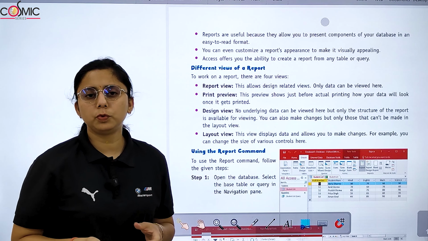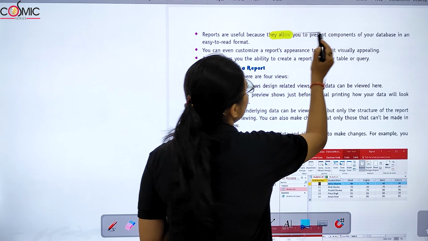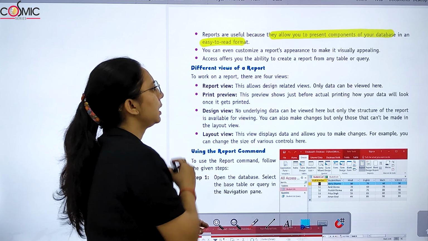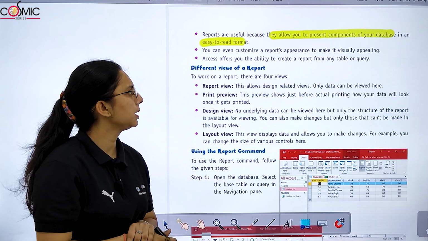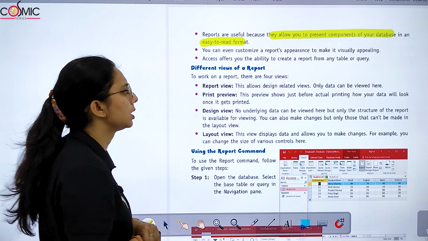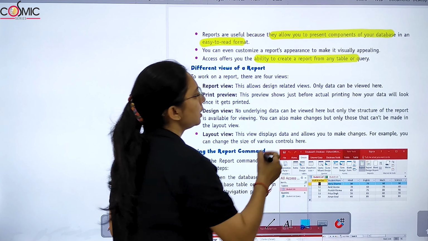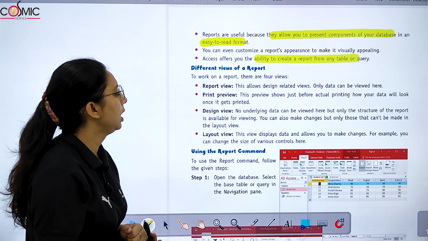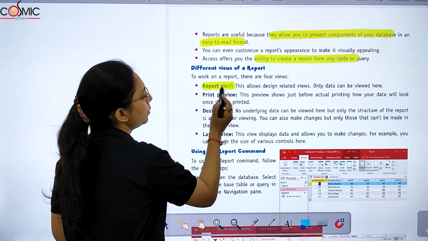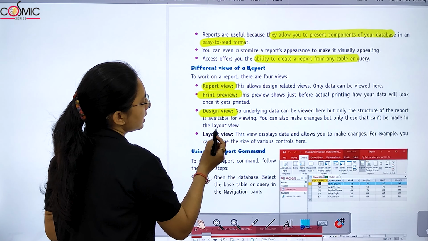Now reports, they are useful. Why? Because they allow you to present components of your database in an easy to read form. You can also customize the report appearance. Access offers you what? The ability to create a report from any table. आप किसी भी table से कर सकते हो report create कर सकते हो. Now different view, we have report view, print view and design view, layout view.